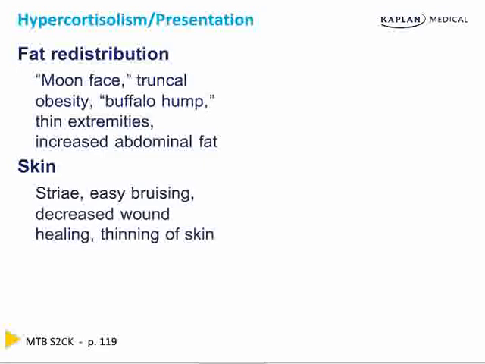But all we know is that the skin gets thin, with striae and bruising and decreased wound healing, thinning of that skin, because we're taking the collagen in the skin and transforming it into sugar for gluconeogenesis. We're taking the proteins in the bone, and remember, bone is calcium-encrusted amino acids. Calcium-encrusted amino acids. Melt that bone to make the sugar.